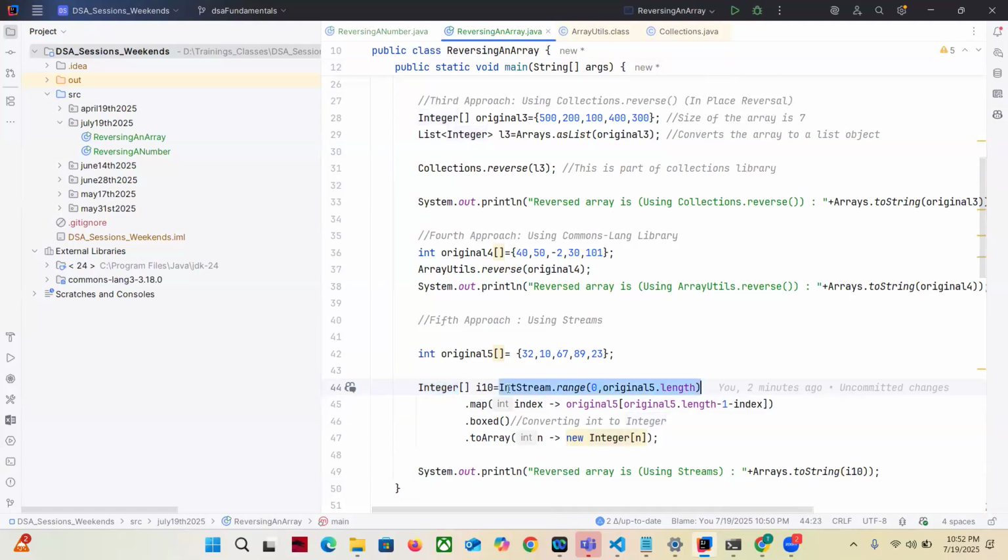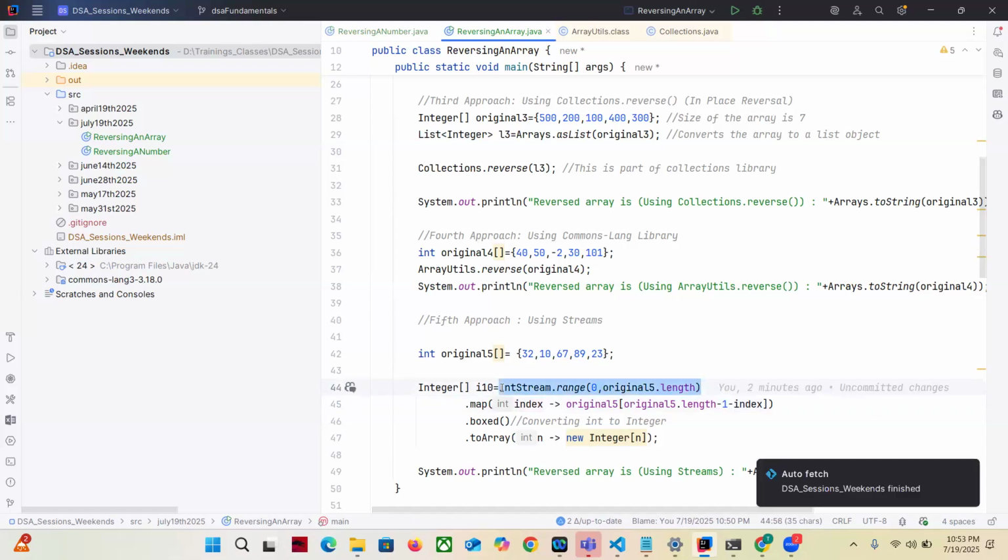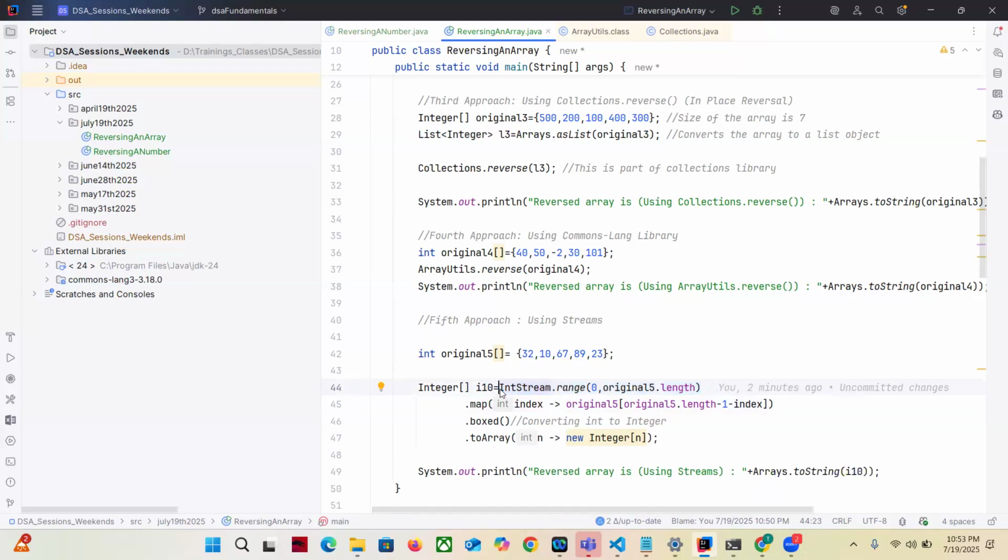So what is this IntStream.range? Why are we using this? Because I have to generate the index positions. The same index position, I'm passing it here. It's like a key value pair. In a stream, how do I know at which index position I have to store the values? You got the point?